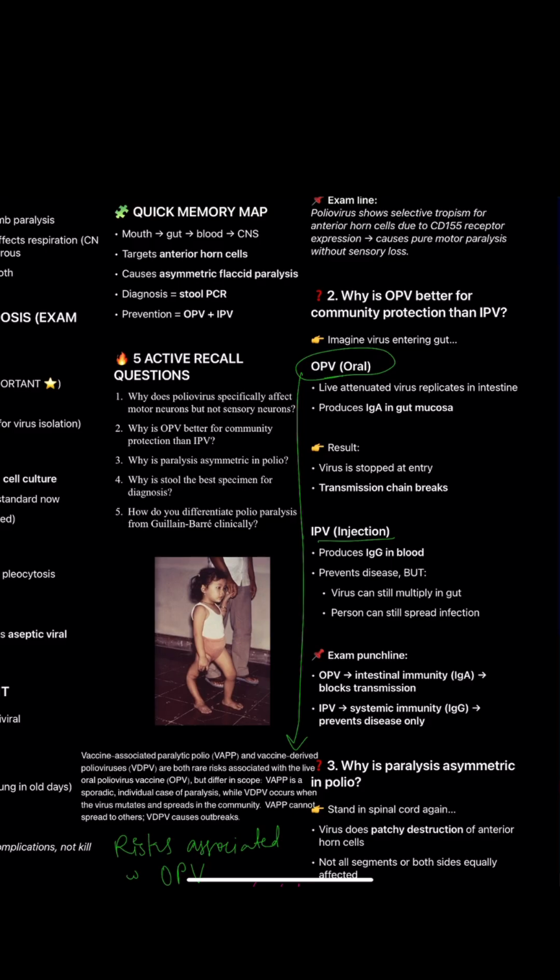Because OPV produces immunoglobulin A in the gut mucosa, which prevents the viral transmission. It stops the entry of the virus, and the transmission chain is broken. So for that reason, it is better for community protection.